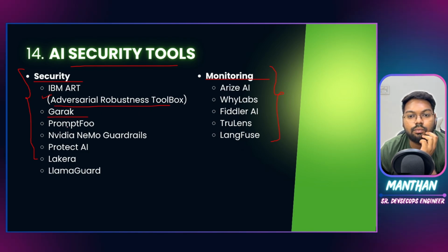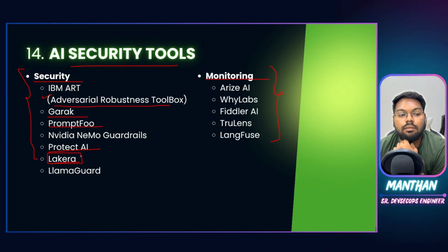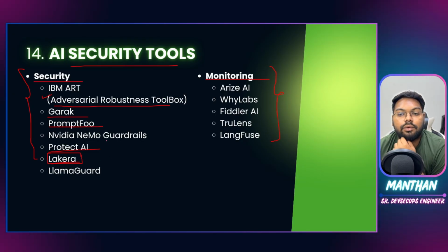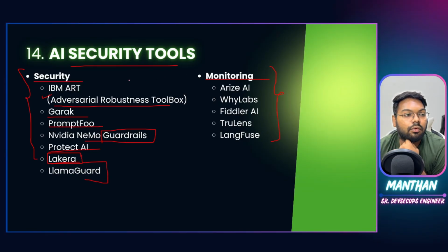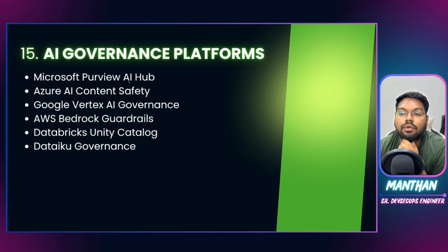And Garak is also one more tool, for prompt engineering and these things. Then Promptfoo, Protect AI, like Kira, where you can test certain prompts and have certain guardrails, NVIDIA NeMo Guardrails, then Llama Guard, kind of different things. You can check for more information regarding these tools and monitoring tools on Google. You can try them. We will also be trying them in our future videos.